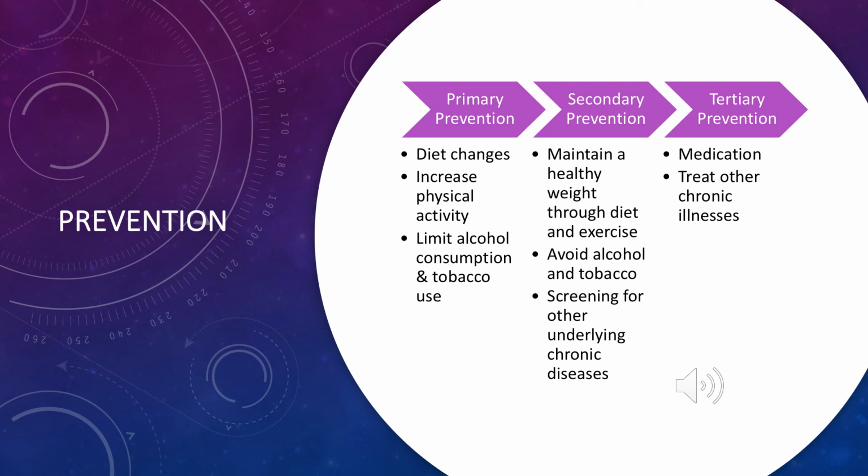Next are tertiary preventions. Tertiary preventions include medication and treating other chronic illnesses such as diabetes, high cholesterol, or renal failure. Tertiary preventions are put in place to control blood pressure with medication as diet and exercise changes did not work, as well as treating the underlying diseases that contribute to or are caused by high blood pressure.